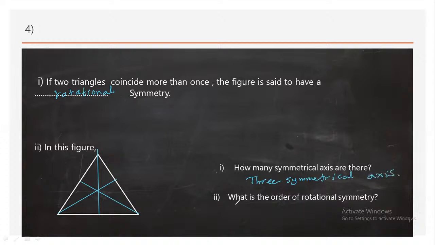What is the order of rotational symmetry? 3. The rotational symmetry is 3. How many times does it coincide when we are rotating from this point? It coincides 3 times. So that's why we are saying the rotational symmetry is 3.